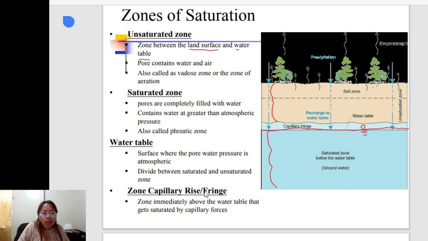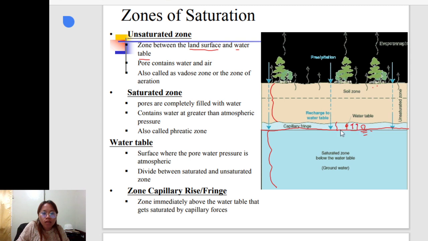The zone of capillary rise, or fringe, is the zone immediately above the water table that gets saturated by capillary forces. So this is this distance here. This is the zone of capillary rise. Remember, right above the water table is where capillary rise actually happens.